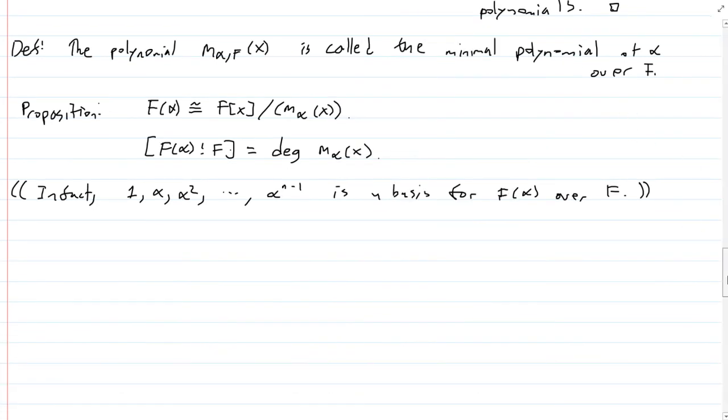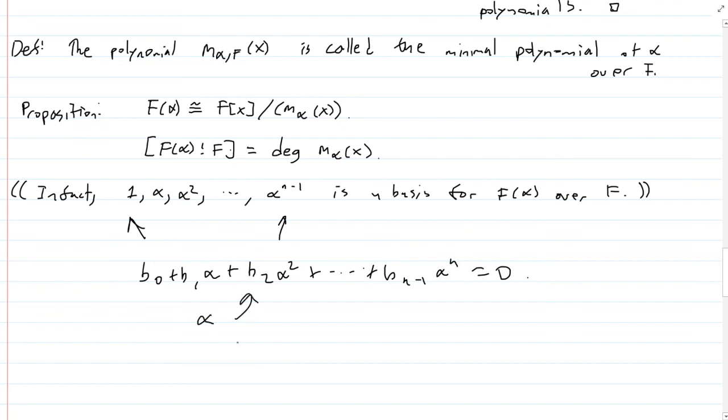Let's say that this was not a basis. Suppose it's not a basis. So that would mean that there exists a linear relation: b0 plus b1 alpha plus b2 alpha squared plus dot dot dot plus b(n-1) alpha to the n minus 1 equals 0, with coefficients not all 0. But then alpha is a root of this polynomial, and this has degree less than n. But the minimal polynomial had degree n, right?